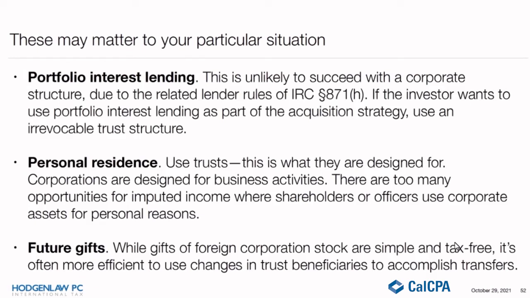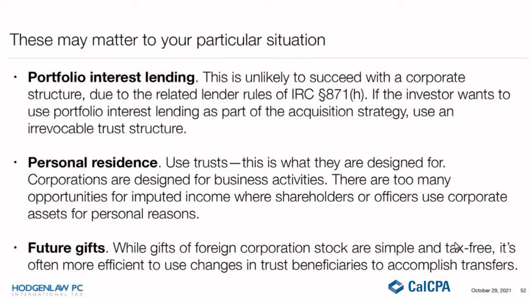Corporations are designed for business activities. And for those of you who have been in practice for a while and have had clients who are general contractors building buildings, and the sole shareholder happens to have a boat owned by the corporation and is trying to write off the expenses of the boat that he takes out on the weekend to go fishing. You look at how the IRS looks askance at that kind of relationship, you know that there are too many possibilities for imputed income where you have a shareholder using a corporate asset.